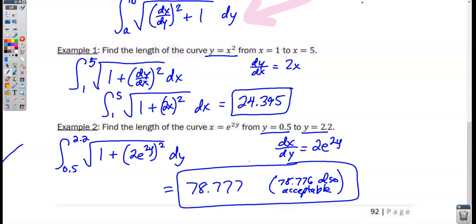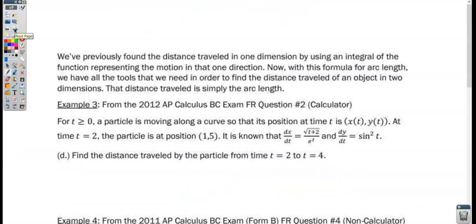Here we are finishing up Unit 8 of AP Calculus BC. We've got one more video here on Section 8.13 where we're going to look through a few more examples regarding finding arc length and calculating the distance traveled by an object in 2 dimensions.